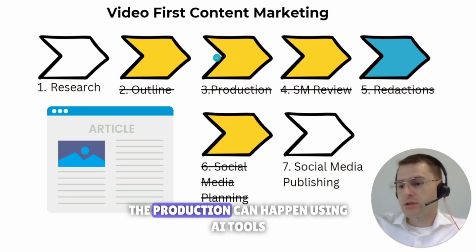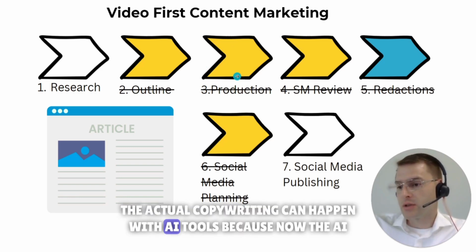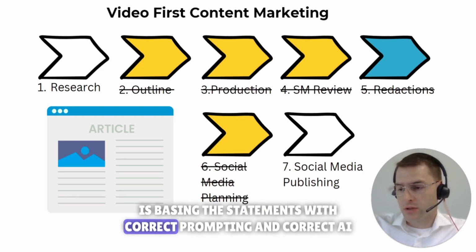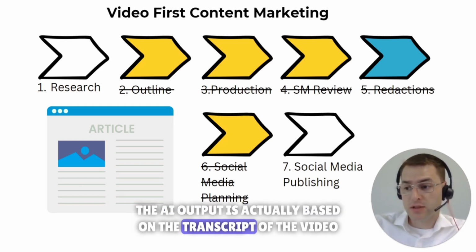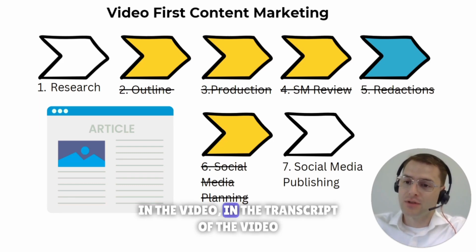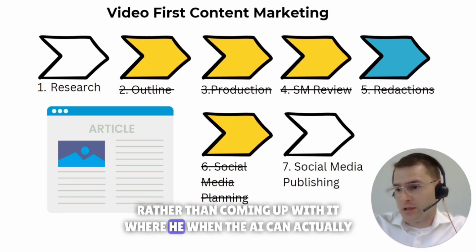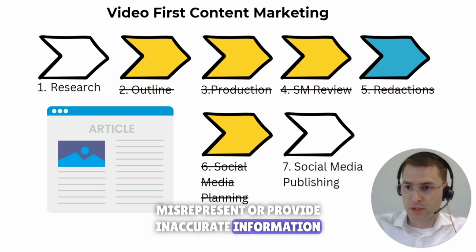The production can happen using AI tools. The actual copywriting can happen with AI tools because now the AI is basing the statements, with correct prompting and correct AI tools, on the transcript of the video. So we're forcing the AI to use the subject matter expertise in the transcript of the video, rather than coming up with it itself, when the AI can actually misrepresent or provide inaccurate information.